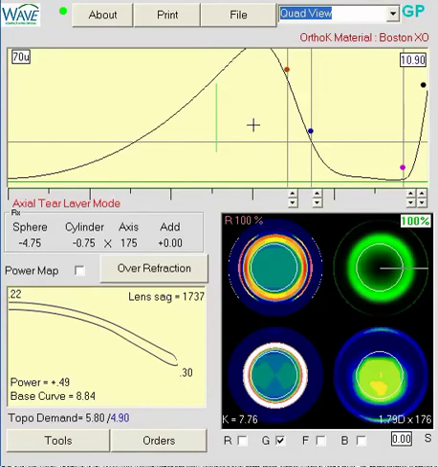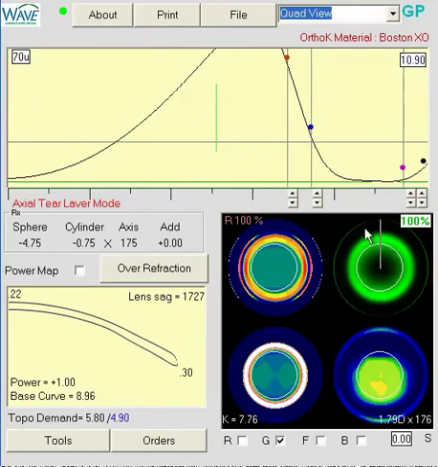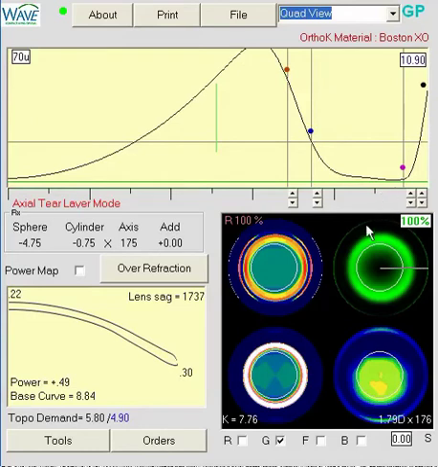So my general recommendations for this case is I don't think we need a toric zone. In fact, I would do a spherical treatment. It looks like we're trying to mold out some of the cylinder in the vertical meridian here with the higher topo demand. I would go completely spherical all the way around, smaller zone, and I think the patient does need a slightly higher overall topo demand. This particular lens is probably a little bit too steep to get full correction of myopia. I would expect to start on the order around a 9.0 or 9.1.